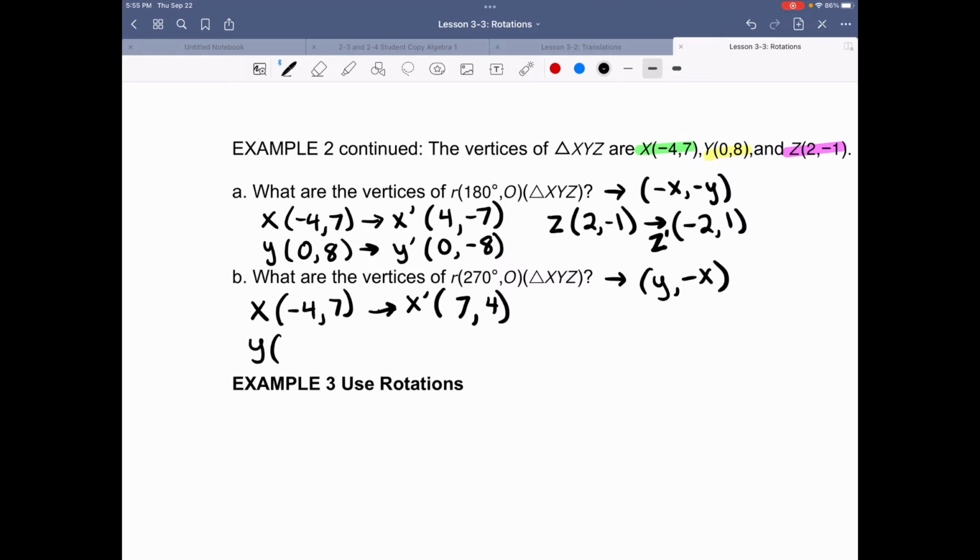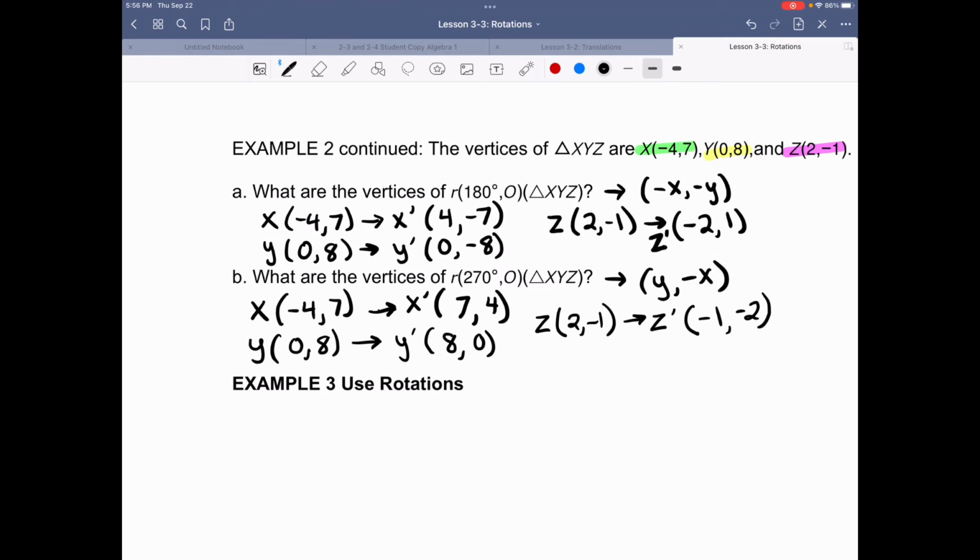For the Y, sorry for the airplane in the background, we have 0, 8. And for Y prime, we are going to switch the order. So 8 remains 8, and 0 is neither negative nor positive, so it stays 0. And we do this for Z. Z was purple, 2, negative 1, and that will become Z prime. We're going to switch the x and y, so the y stays negative 1, the x becomes opposite, so negative 2.